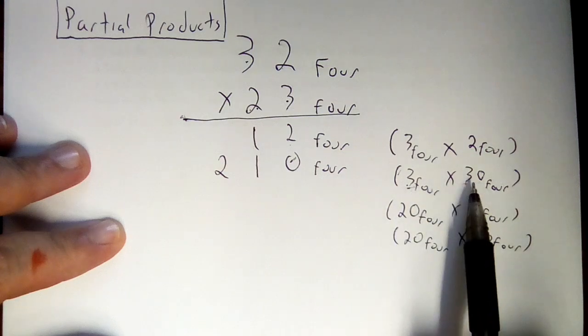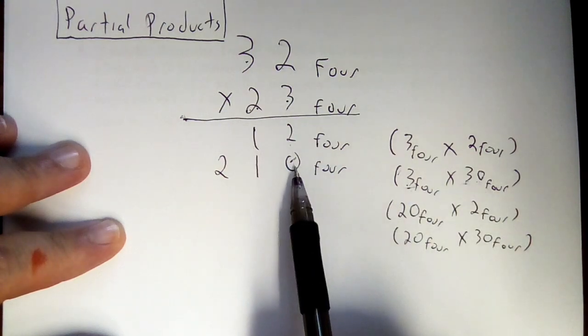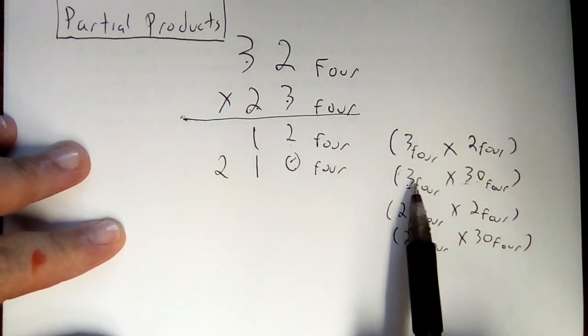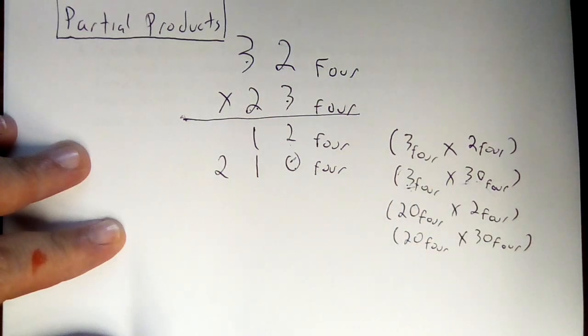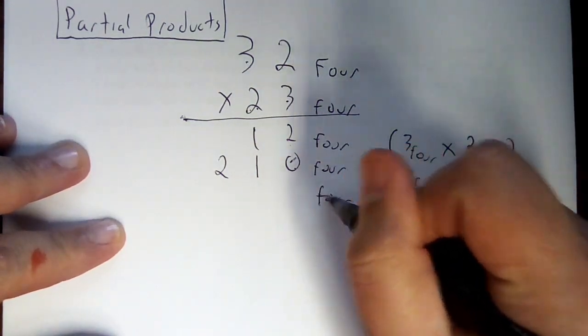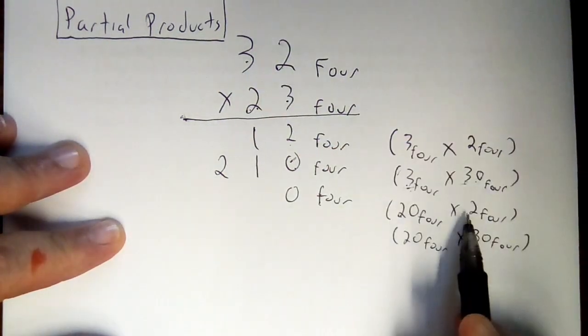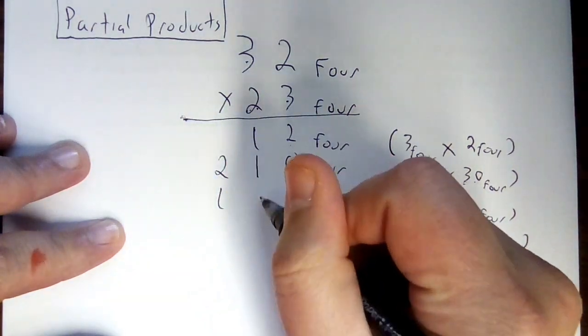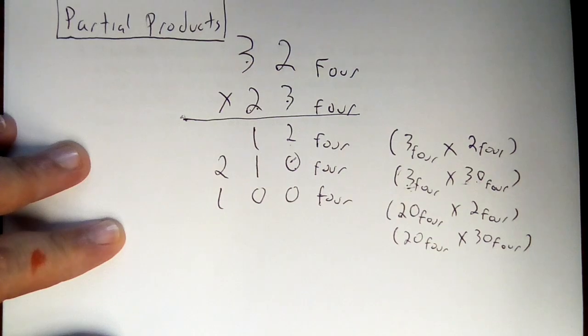I'm multiplying 3 by 30. I know that I'll need a 0 to be put at the end. Then I figure out what 3 times 3 is. And I'll do the same with the other partial products. 20 times 2, I'll have a 0 at the end. And 2 times 2 is 4. And 4 is written as a group of 4 with nothing left, or 1, 0 in base 4.